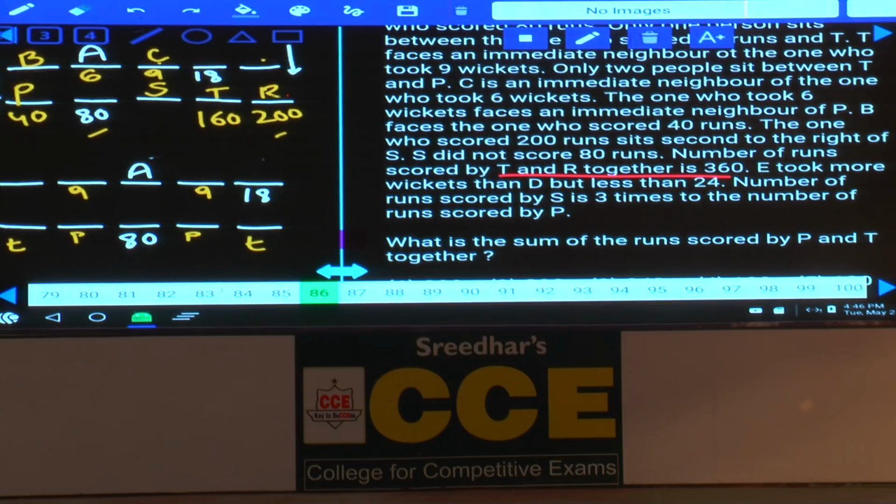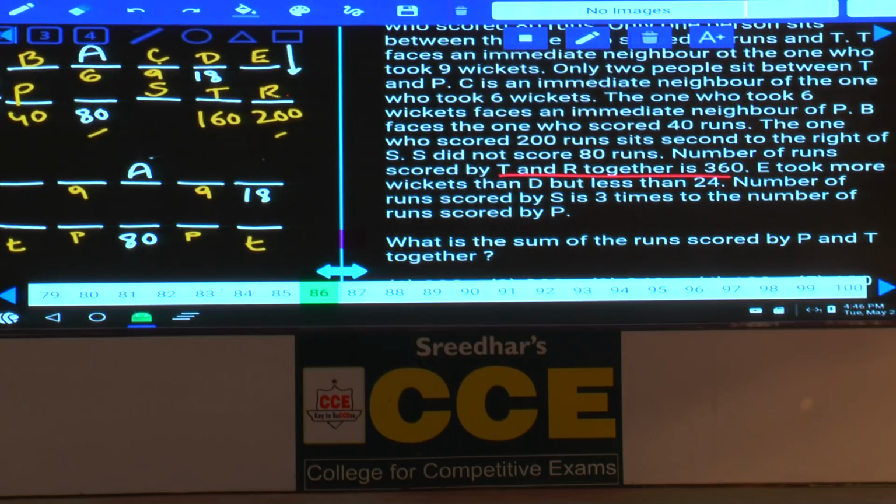Then E took more wickets than D. As E took more wickets than D, E must be here and D will be here. E took more wickets than D but less than 24. Less than 24, then what should the number here be? More than 18, less than 24.